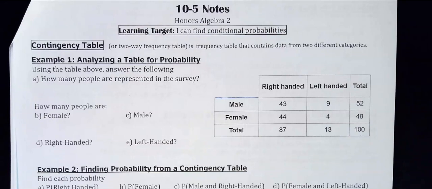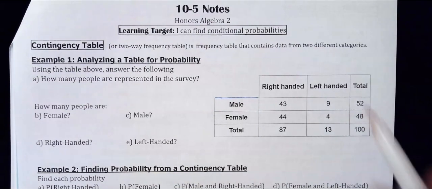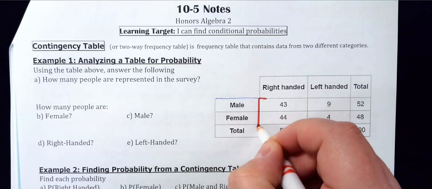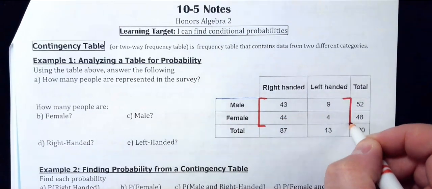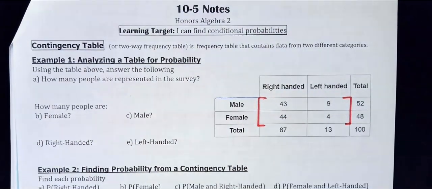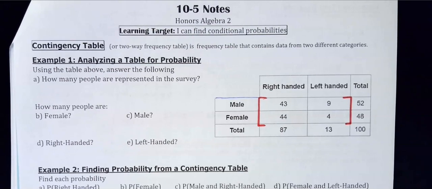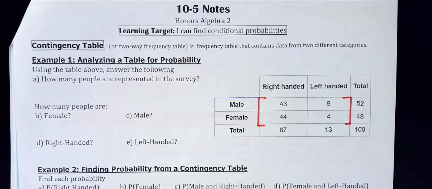Now, really the data that you need, I'm going to grab a marker here, hang on one second. Sometimes the tables don't give you the totals. Sometimes the tables will just give you small amounts of data, like 43, the 9, the 44, and the 4. That's typically a contingency table. It's useful to know the totals to help you do the probabilities if you have to calculate them.